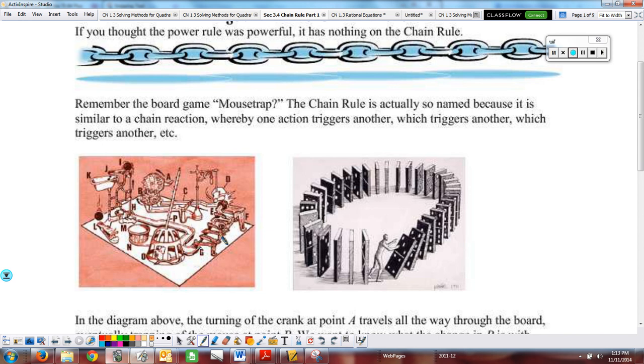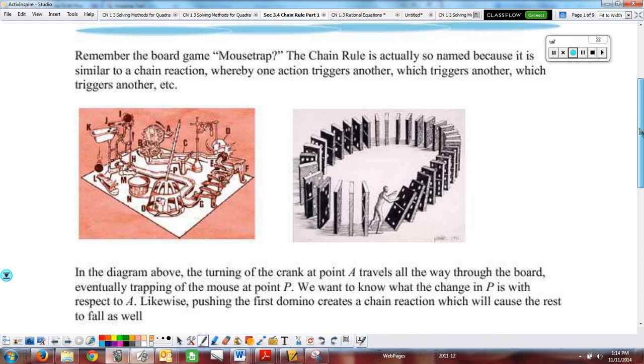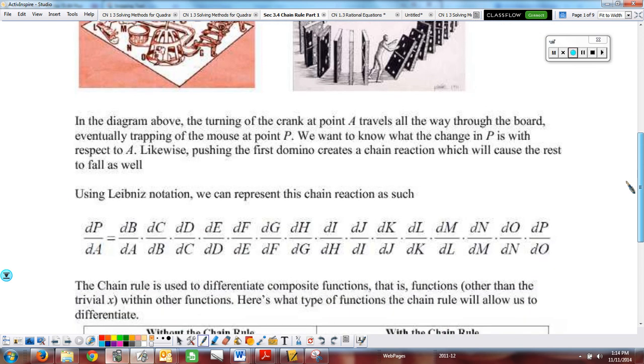So we end up with this idea of the mousetrap game, where you start something off and then a chain of events follows along, or pushing the domino, where hitting one domino causes all the rest of them to fall. That is the idea that we're looking at.